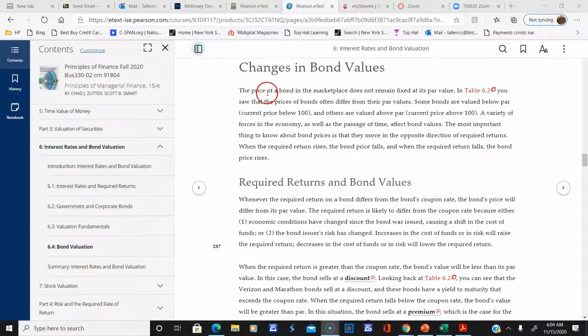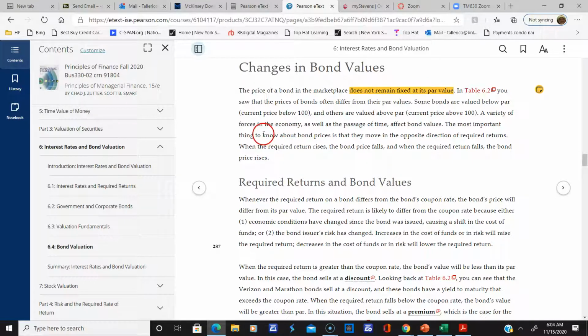All right. So the price of a bond does not remain fixed at its par value, as we mentioned already. This is an important statement. Bond prices move with yields. So the price of the bonds often differ from their par values. Some bonds are valued below par, others are valued above par. So a variety of forces in the economy, as well as the passage of time, affect bond values.